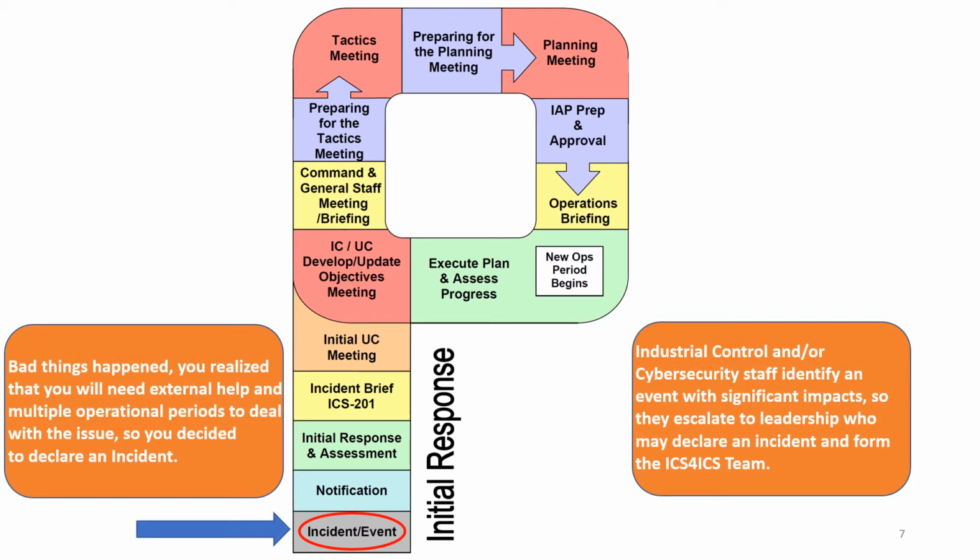So, the first block, the incident or event itself. Industrial control and/or cybersecurity staff identify an event with significant impacts, so they escalate to leadership, who may declare an incident and form the ICS team.